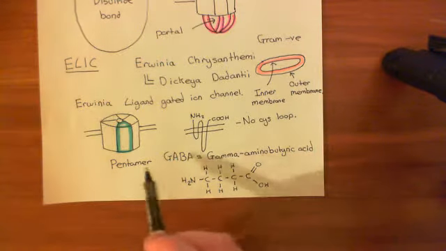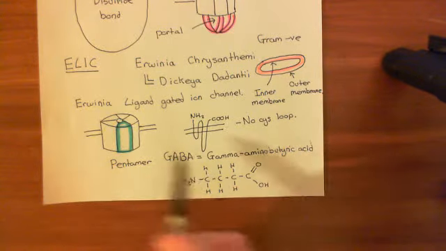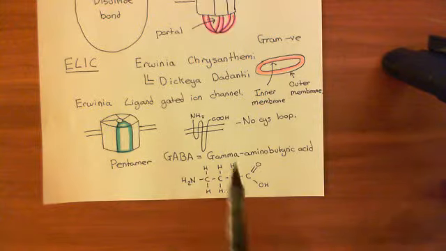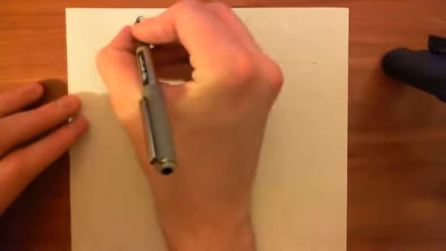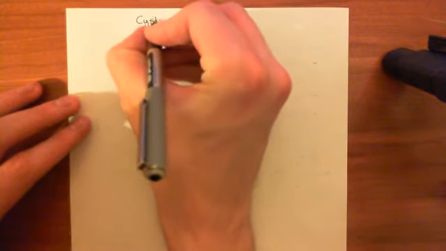And gamma-aminobutyric acid, GABA, is an agonist for these ELIC channels. So it will bind and it will cause the ELIC channel to open. Okay, but ELIC also has another agonist. The other agonist is a molecule called cysteamine. So this is cysteamine.